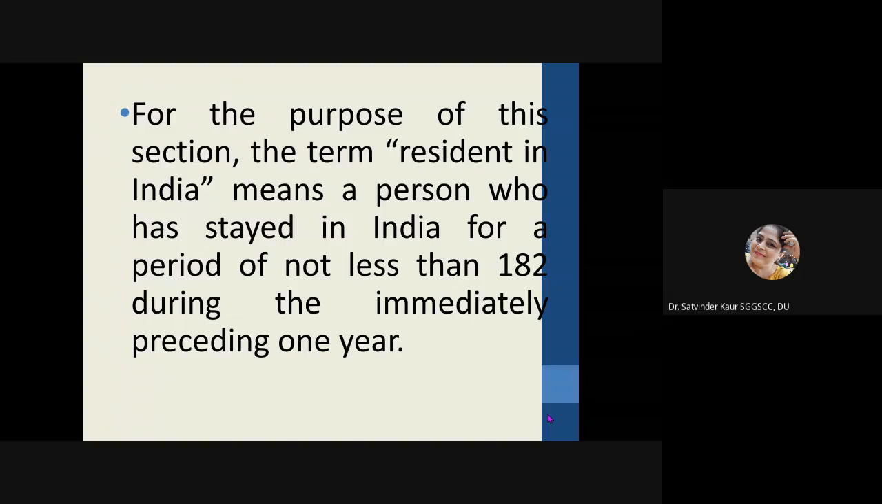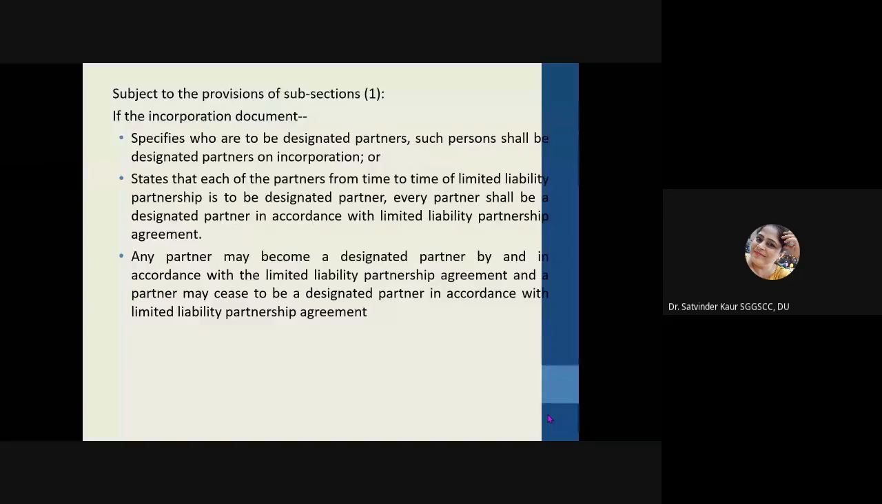And if we talk about resident in India, as per the Income Tax Act there are certain conditions to be resident in India. The basic condition is that the person must have stayed for at least 182 days in India during the relevant previous year.